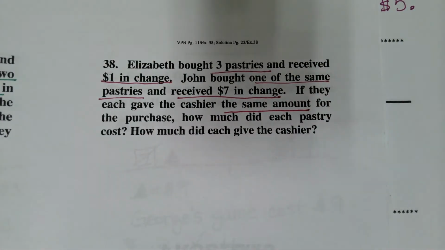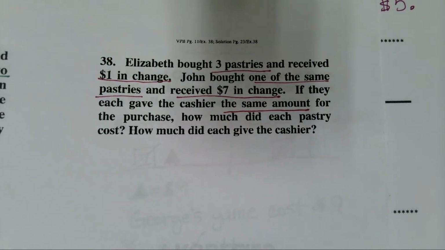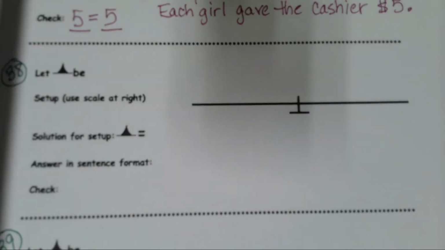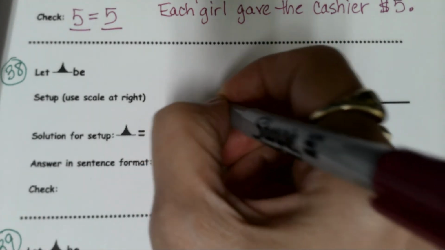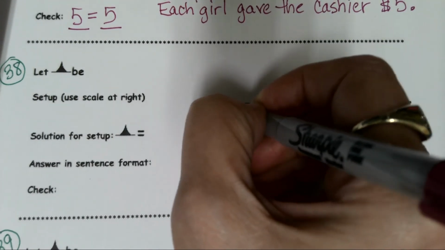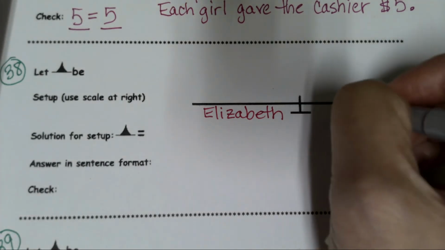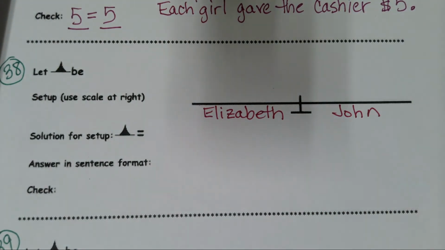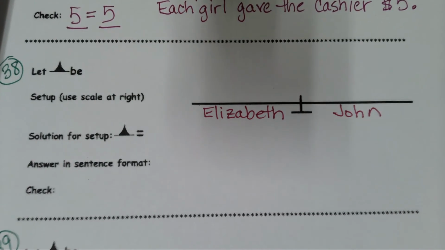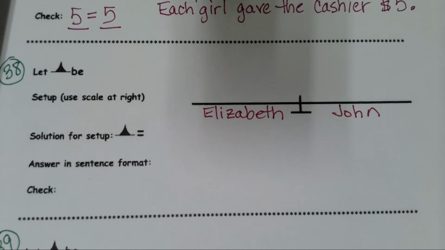So if it's the same amount, I want to put everything for Elizabeth on one side of the balance and everything for John on the other side of the balance. So first, let's talk about Elizabeth. And then we're going to talk about John. So Elizabeth bought 3 pastries. Well, that's the unknown. We don't know how much a pastry cost.